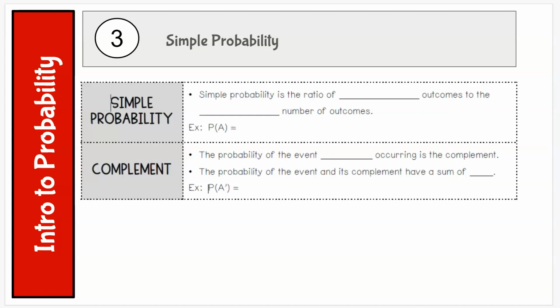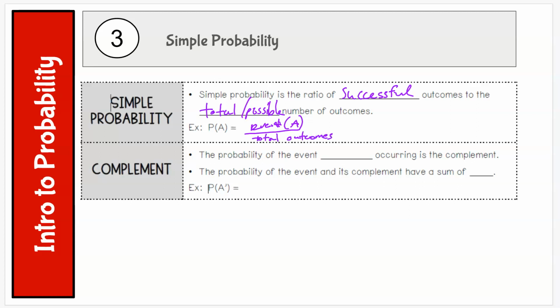All right, so some simple probability. Simple probability is the ratio of likelihood of successful outcomes to the total, and I also like the word possible, the total number of possible outcomes. So remember, we would say the probability of that event, sometimes called A in this case because they've used A here, is written as a fraction: successful outcomes over total outcomes.